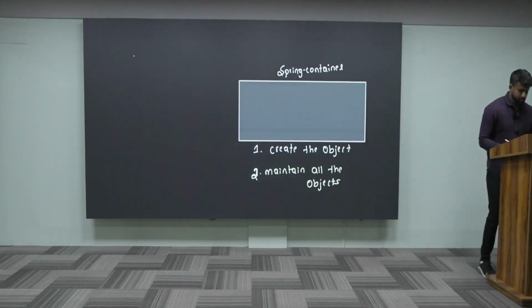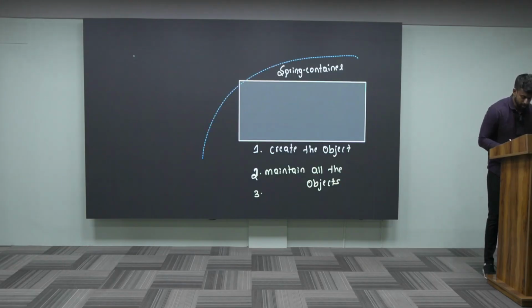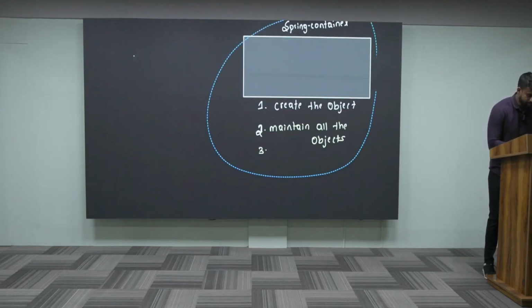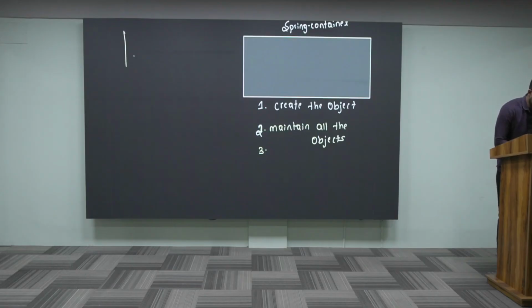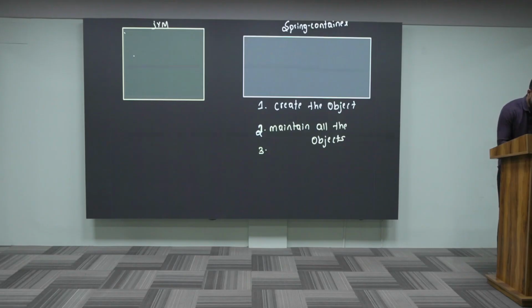Next, the third very important point of Spring Container. What is that, sir, if you ask me? We have seen the JVM also. What is its work? Number one, create an object. And this JVM does it in my core Java. In the same way, it maintains all the objects. Good. That is the work of the JVM in my core Java.